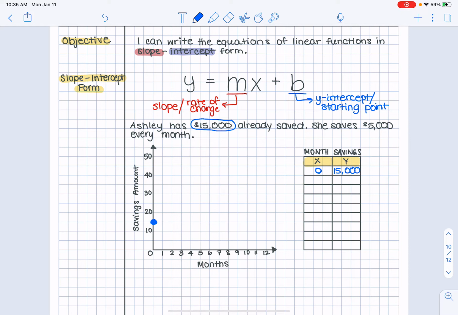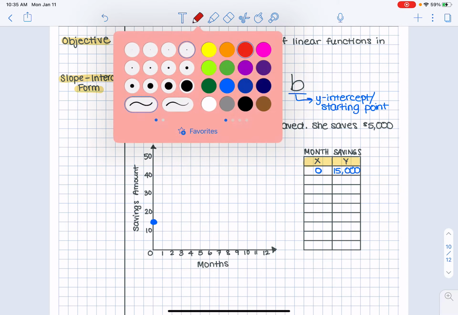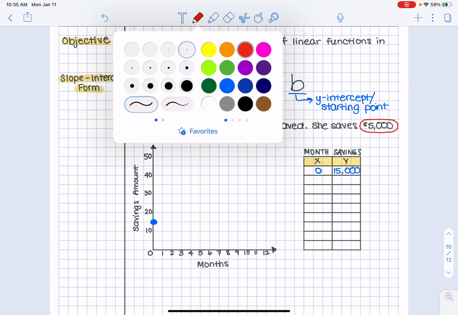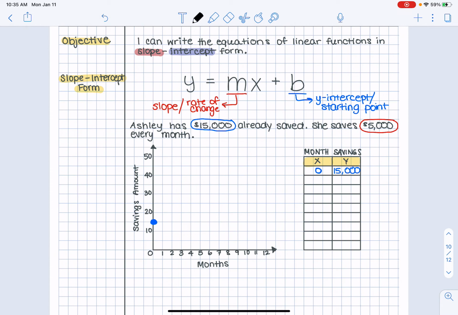At 0 months, she has $15,000, okay? And then every month, she is saving $5,000. Every single month, she is saving $5,000. So that means, if I want to draw my point, after 1 month, she should have a total of $20,000, right? Because she saves 5 more every month. And then after 2 months, she should have $25,000, right?